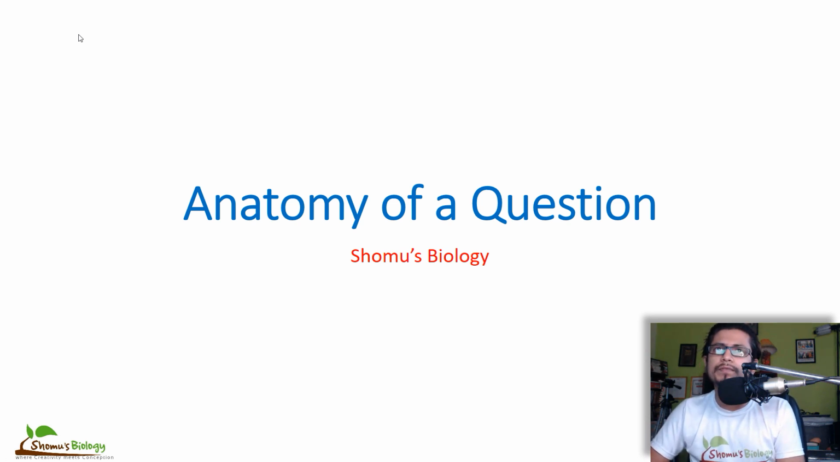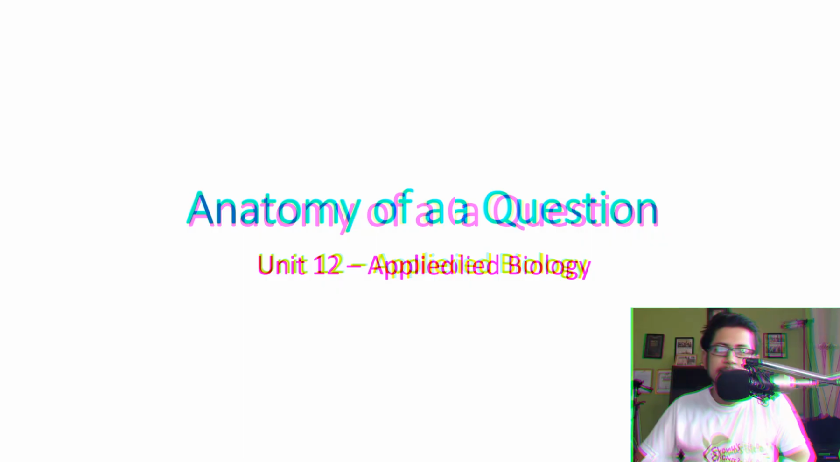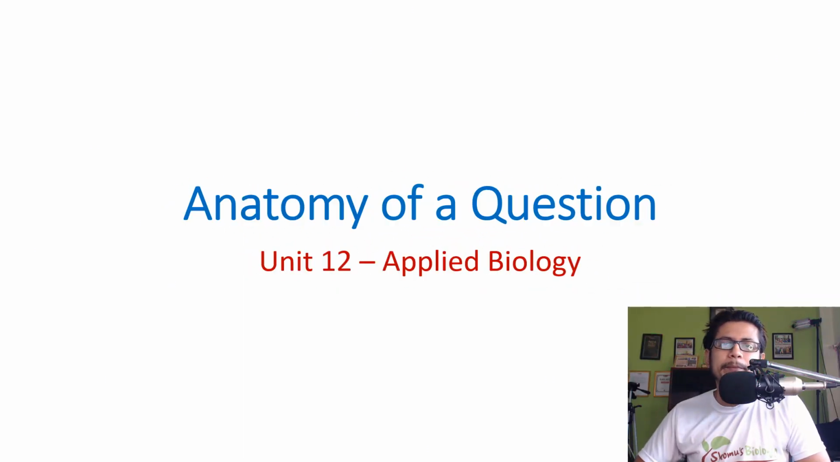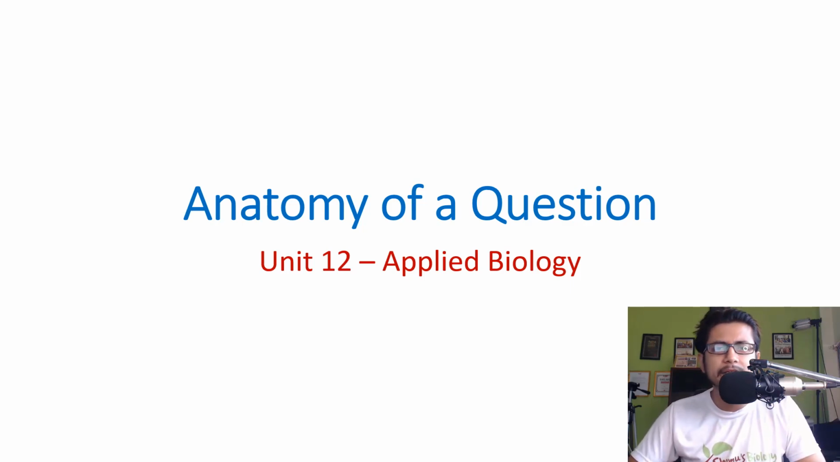So 6 questions from each unit. This is the approximate number of questions you can expect from these units in parts in CSIR NET exam. So we are back with another anatomy of a question session, and this is about unit 12, that is applied biology.